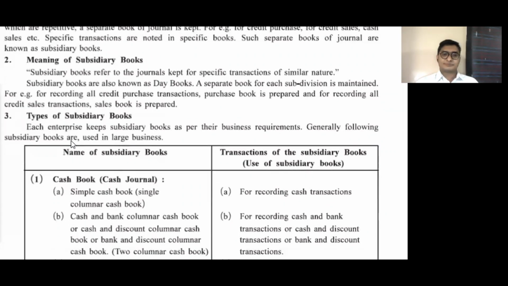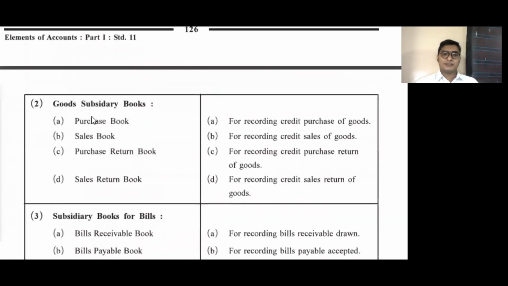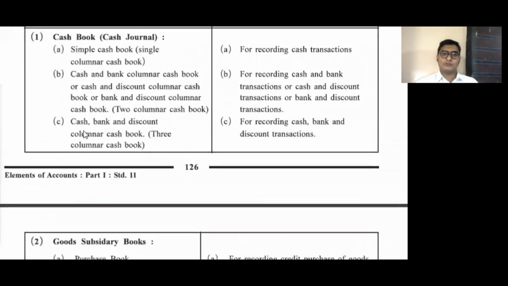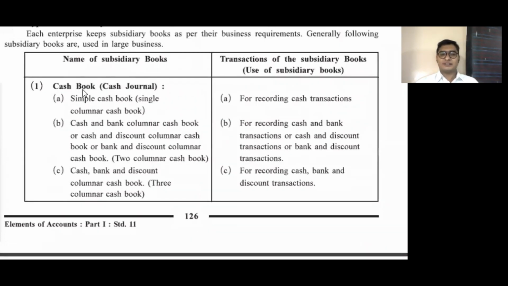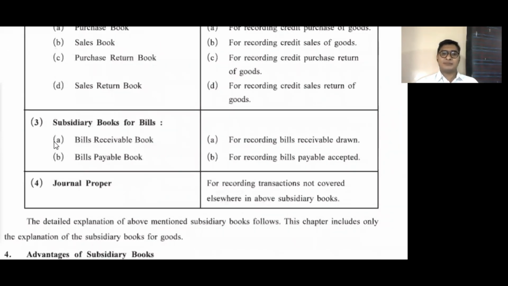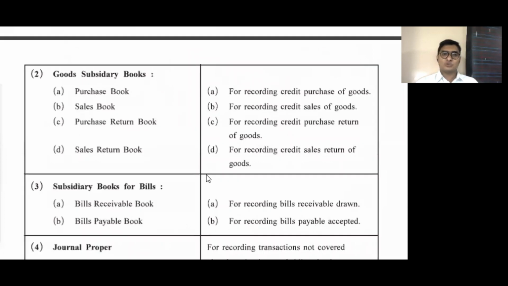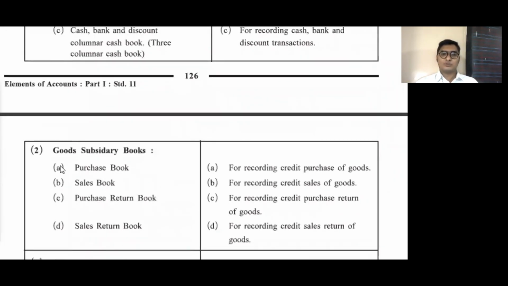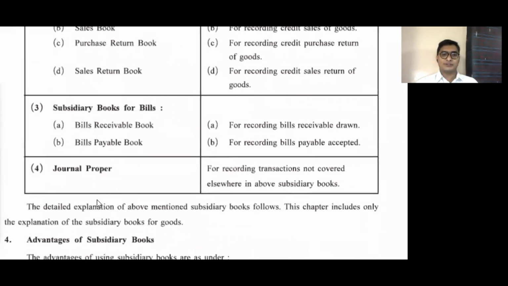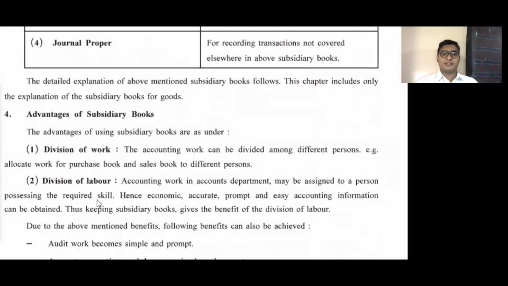Then after, types of subsidiary books. I am just dealing with purchase book, sales book, purchase return, and sales return. Only these books are recorded in chapter number 6, because the cash book is in another chapter, number 7. Subsidiary books for bills are in part 2, and general is chapter number 8. So in this chapter we have to just record in these four subsidiary books.